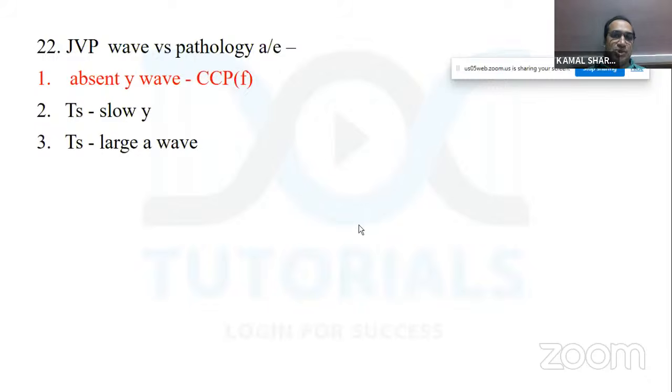Rapid Y descent, you get in constrictive pericarditis. So this was the same modified question. Instead of rapid Y, they mentioned absent Y. And so you knew it. You don't even have to look at other options.